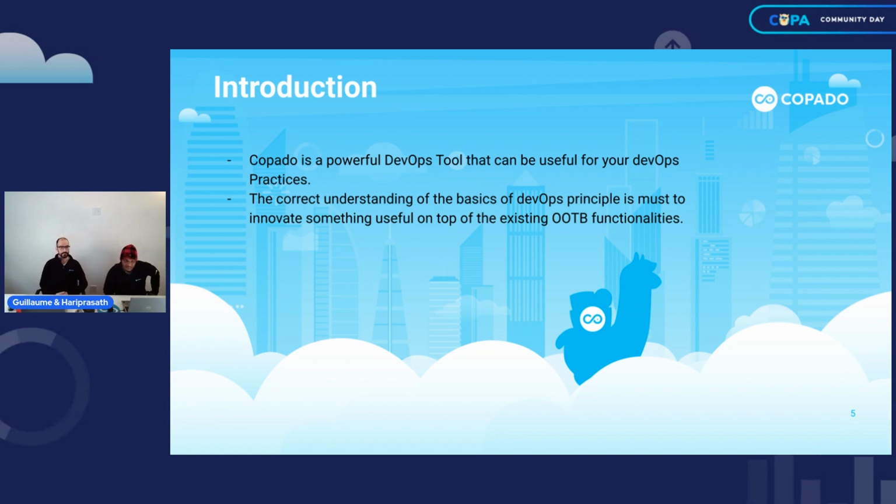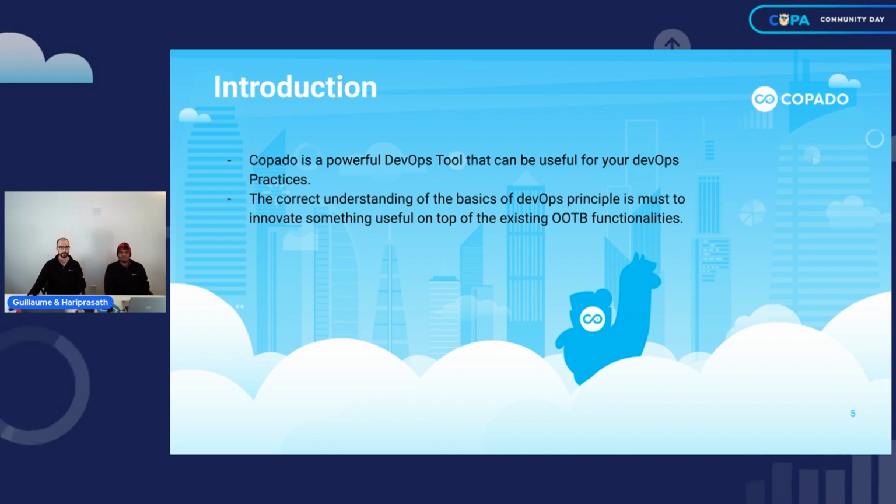And first of all, as we all know, what is Copado? Copado is the number one DevOps tool for Salesforce and some of the other clouds as well, right? So as a Copado user, you should have a basic understanding of DevOps and Copado to have a proper Salesforce release practice. The best thing is to know the existing out-of-the-box functionalities to use the Copado tool properly, to innovate something useful on top of it.